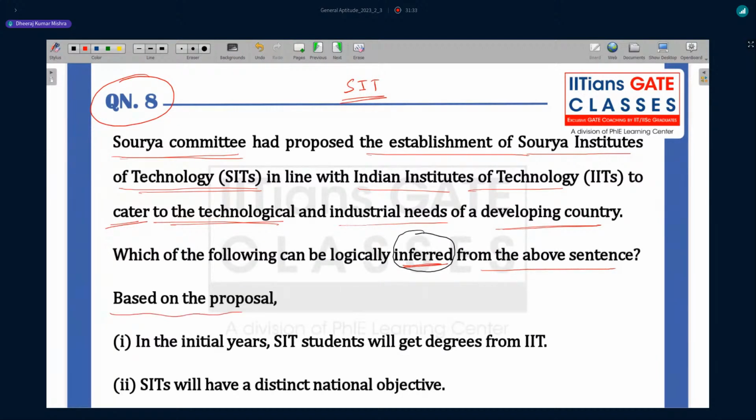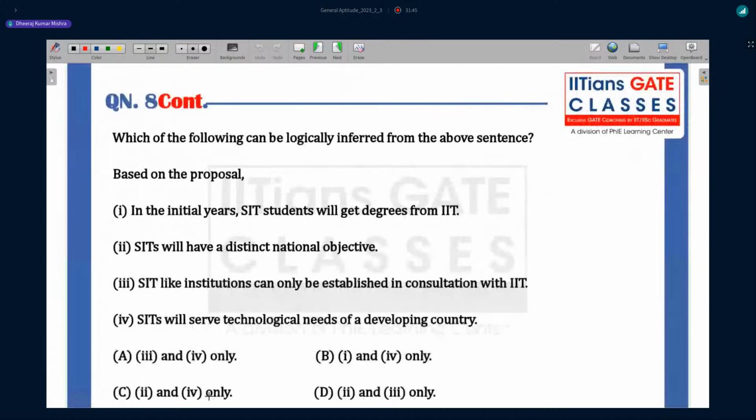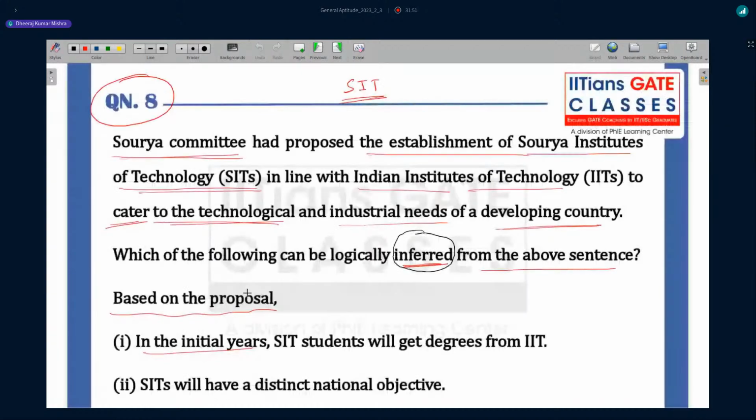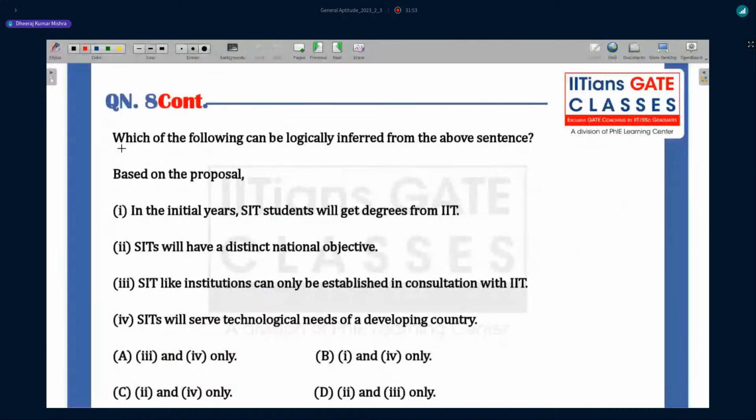Based on the proposal, in the initial year, SIT students will get degree from IIT. SIT will have a distinct... So guys, just read the complete sentence here. I'm putting it here. Which of the following can be logically inferred from the above sentence based on the proposal?